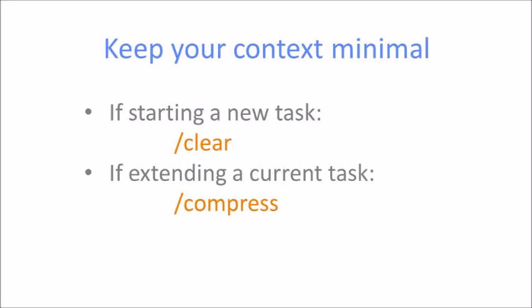For the Gemini CLI tip, keep your context minimal. If you carry on a conversation unnecessarily, AI will take too long and try to revise the whole discussion, and then this will result in too many errors. So if you're starting a new task, clear, and if extending a current task, then compress.